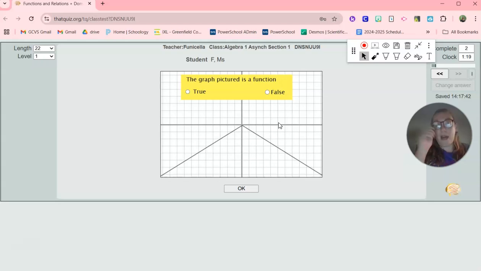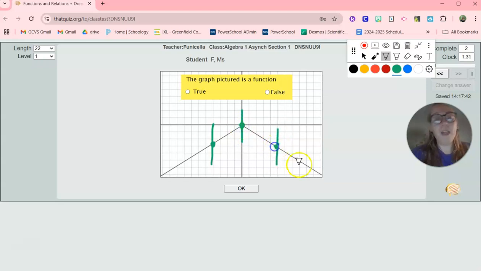Here is an absolute value function, when we have these V-shaped forms. And again, if we draw a line, it will only hit that graph in one place. We can check a couple spots if we want until we feel nice and confident. And yes, again, this is a function.